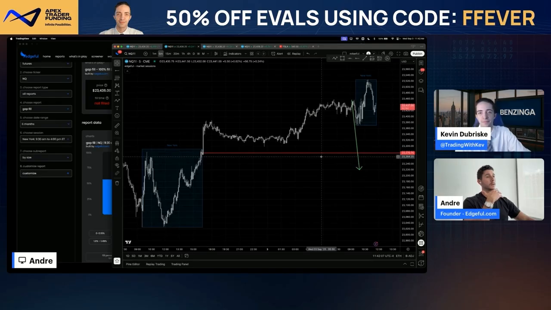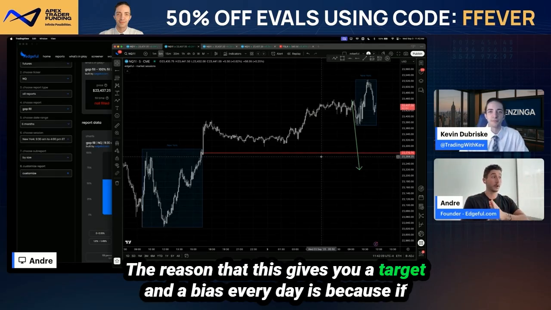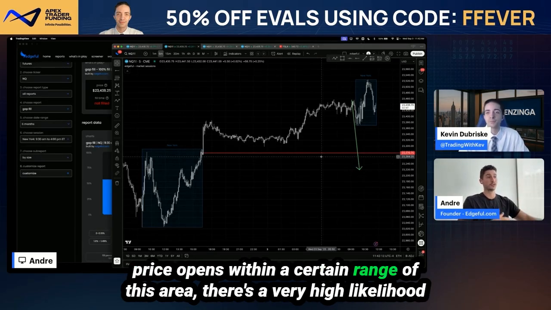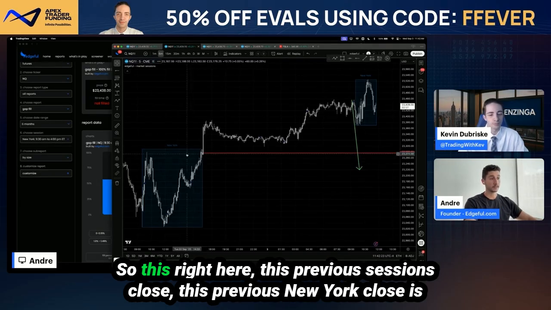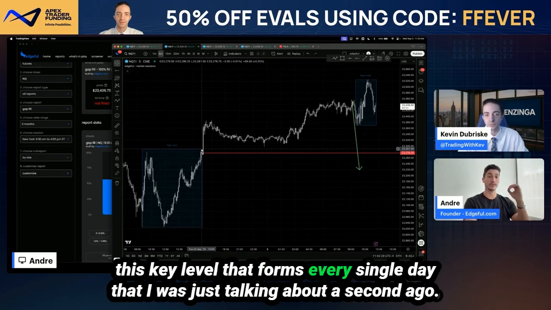The reason that this gives you a target and a bias every day is because if price opens within a certain range of this area, there's a very high likelihood that it's going to come back and touch. If it opens further away, the likelihood starts to obviously diminish, right? So this previous session's close, this previous New York close, is this key level that forms every single day that I was just talking about a second ago.